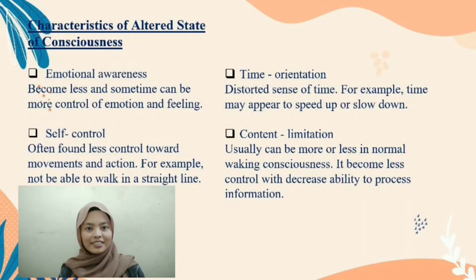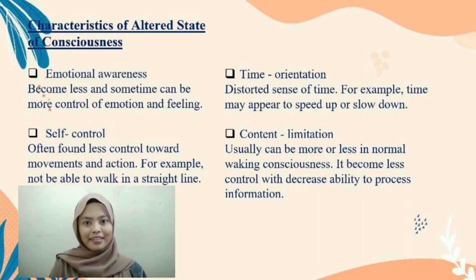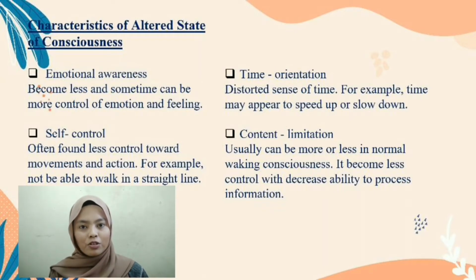Characteristics of altered state of consciousness. These following characteristics help to determine whether someone is experiencing normal waking consciousness or an altered state of consciousness. The first one is emotional awareness. During an altered state of consciousness, the way emotions are experienced is often different. There can be more or less control of emotions and feelings. The second one is self-control. The human ability to maintain self-control is reduced during an altered state of consciousness.